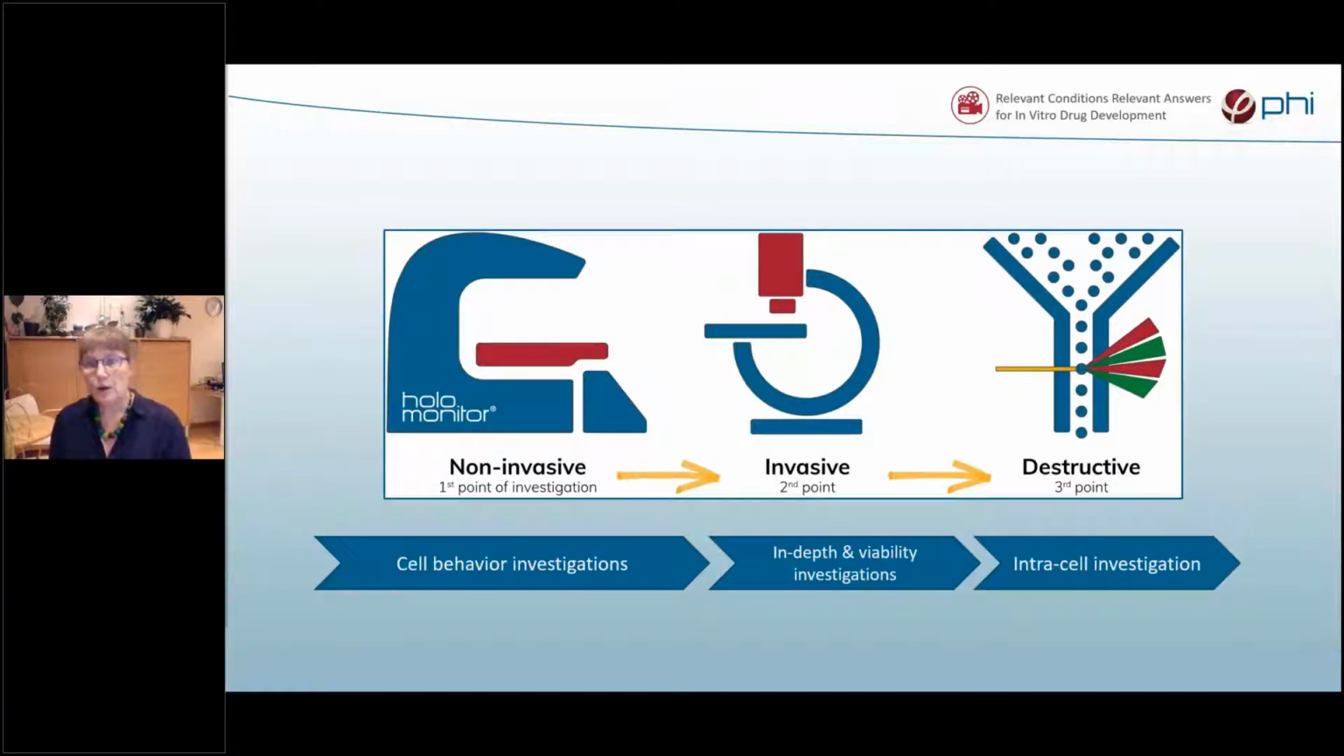As you have seen so far, the HoloMonitor fits right into your workflow, as it allows for many basic non-invasive, non-destructive cell investigations, giving biologically relevant data. So use the HoloMonitor as the first point of investigation to study cell behavior or count your cells before you can use that same sample for more invasive or even destructive methods.